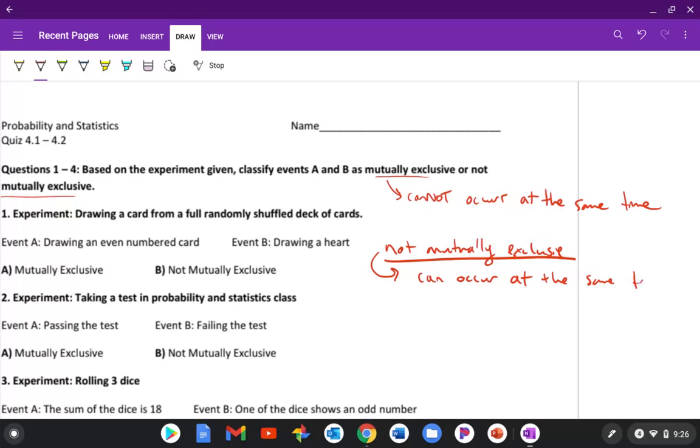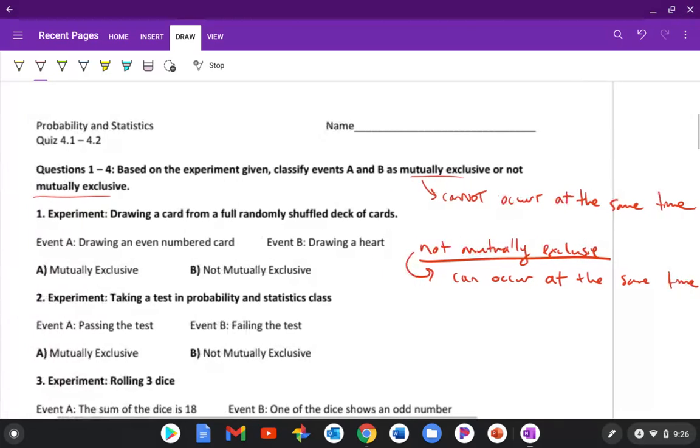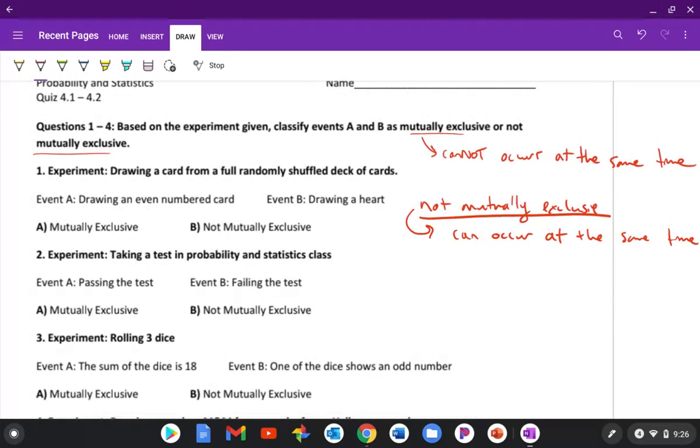Now these are a little bit confusing, but for example, number one: drawing an even numbered card and drawing a heart. If you draw randomly one card out of a deck, is it possible that that card could be both even and a heart? Well, let's say you get a 6 of hearts. That would be an even and it would be a heart. So it is possible.